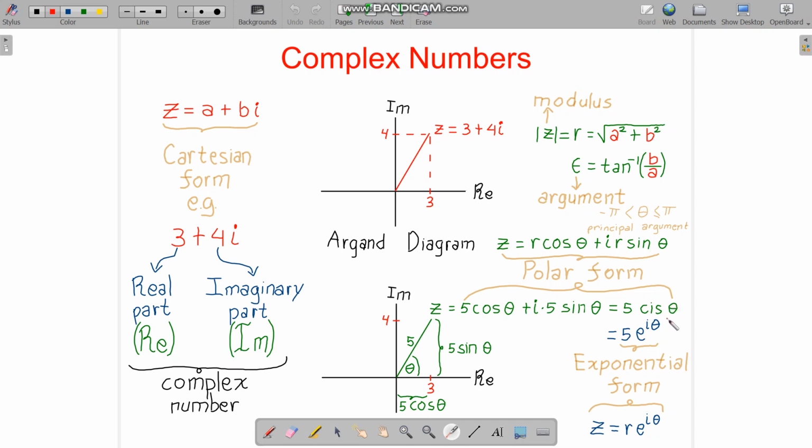Cis theta is equal to e to the i theta. If you want to know why, just see the formula derivation PDF or video. And this is the general form. We have the modulus and the argument like this.